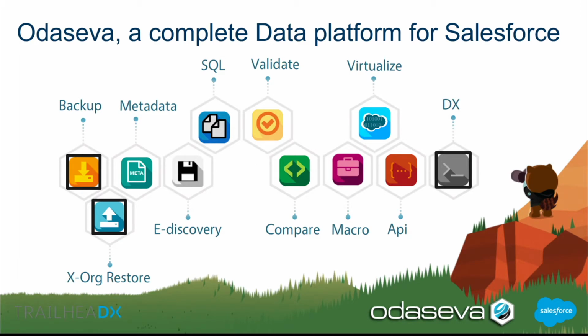It comes with multiple layers to handle the data on Salesforce, especially. So we have some layers for metadata to back up the metadata as well. But we have an e-discovery tool to look for a specific set of data into our platform. We have SQL replication so that you can replicate Salesforce to a database like Oracle or Postgres, and some tools regarding data quality or auditing how your data is behaving.